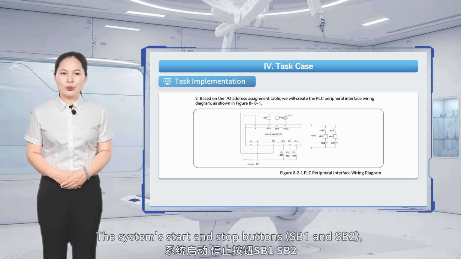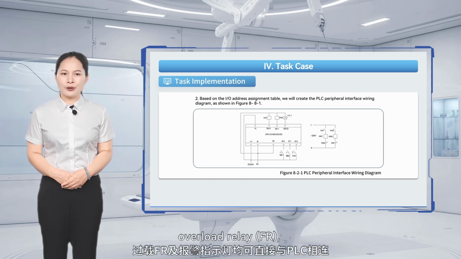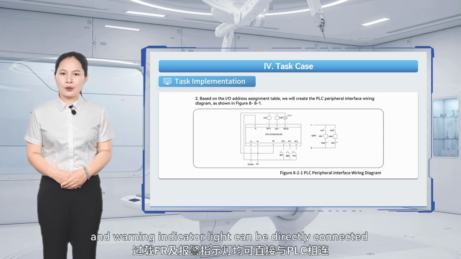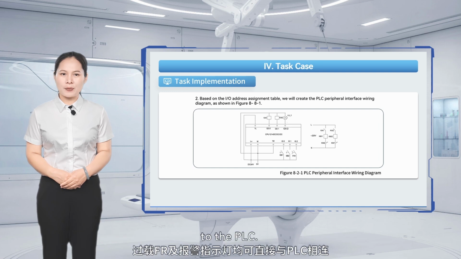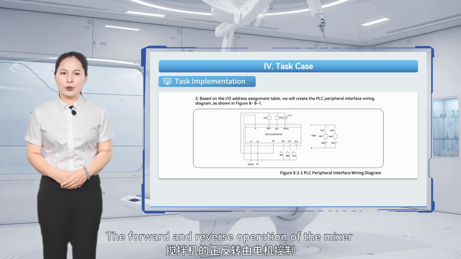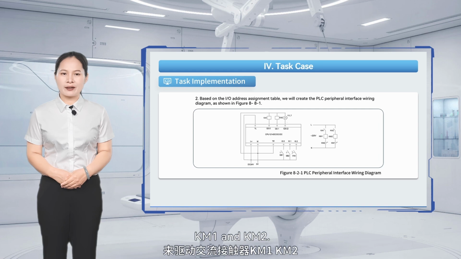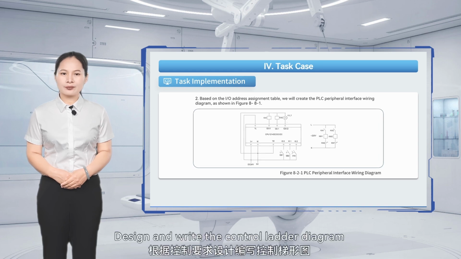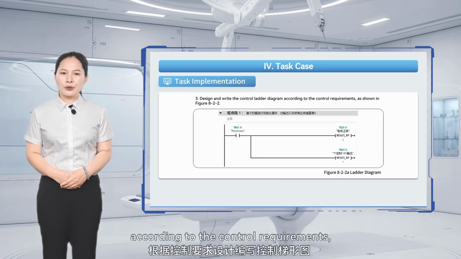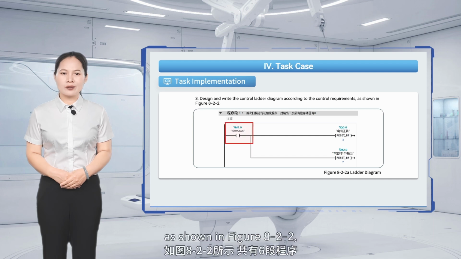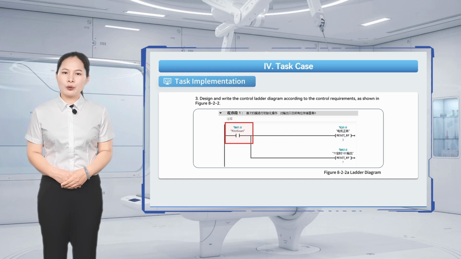Based on the I/O address assignment table, the PLC peripheral interface wiring diagram is shown in Figure 8.2.1. The system start and stop buttons, SB1 and SB2, overload relay, FR, and warning indicator light can be directly connected to the PLC. The forward and reverse operation of the mixer is controlled by the motor, which requires intermediate contactors to drive the AC contactors KM1 and KM2. Design and write the control ladder diagram according to the control requirements, as shown in Figure 8.2.2, which consists of a total of 6 segments.